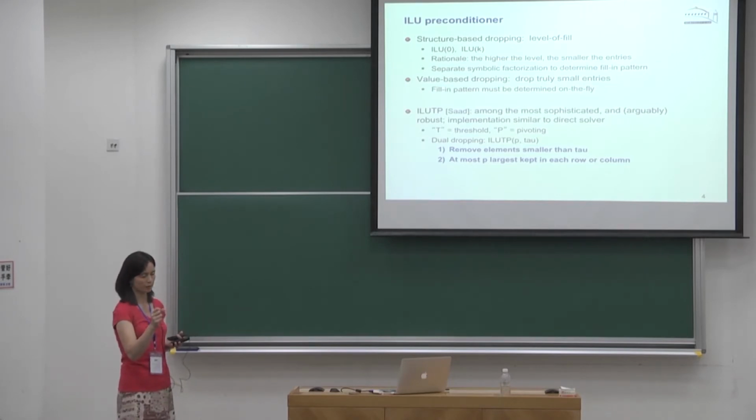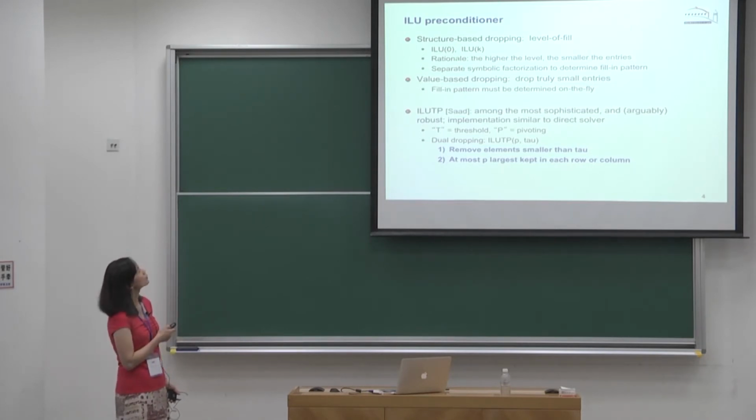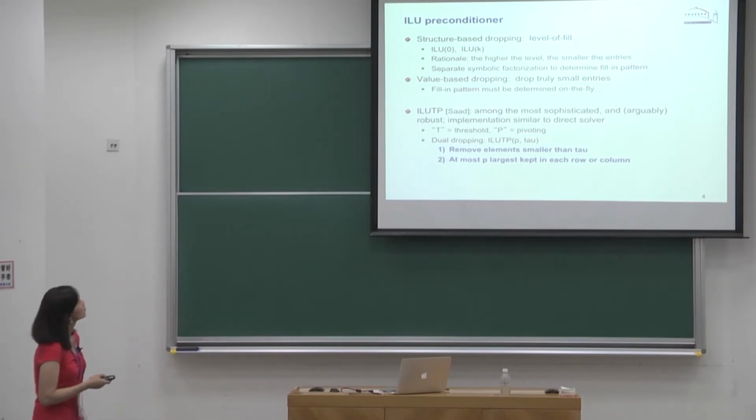Level of fill, basically for each entry, is how many times these non-zero propagations have updated this entry; that is called the level. So if the level of fill is 0, it's the same pattern as A. And if the level of fill is 1, it means you could generate one fill, but this fill is not allowed to propagate to generate another fill. So level 1, level K. With a higher level of fill, you get a denser and denser factorization. And if you set K to be infinity, then you get exact LU factorization. So that's the general idea.